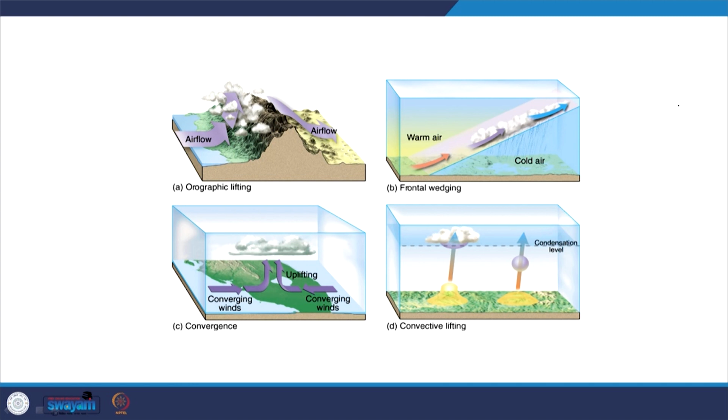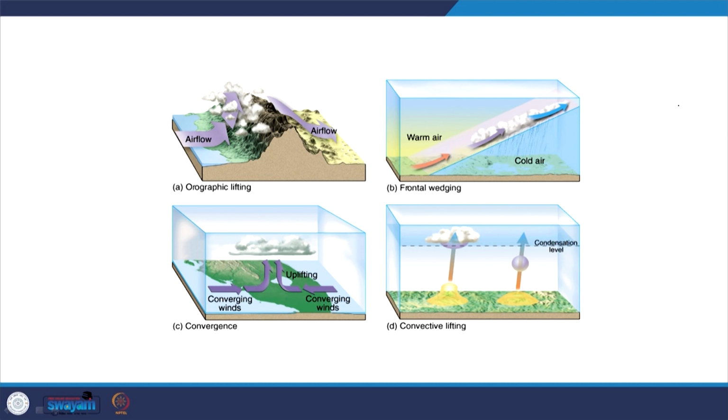Orographic lifting is the one when air encounters, let us say, a region which is elevated in height. That means air has to circumvent this particular region, and in the process air will go to higher altitudes. Frontal wedging is when air encounters a region of cold air. Generally the cold air is assumed to be denser, so it is supposed to occupy lower altitudes, and the warm air, being lighter in mass, will try to occupy the higher altitudes, and this lifting is provided by the cold air.